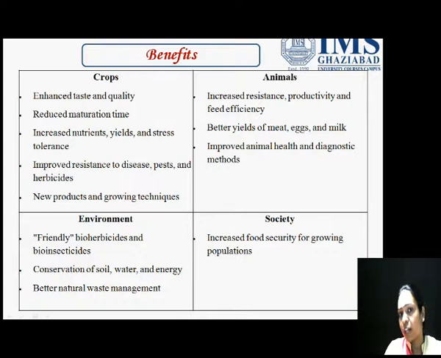Now in the case of animals, we can say increased resistance against different diseases, increased productivity and better yield of meat, egg and milk, and improved animal health and diagnostic methods. In the environment, by means of transgenic plants we can produce bioherbicides and bioinsecticides, and we can also conserve soil, water and energy, and it is a better natural waste management. And in terms of society, we have increased food security for growing populations.